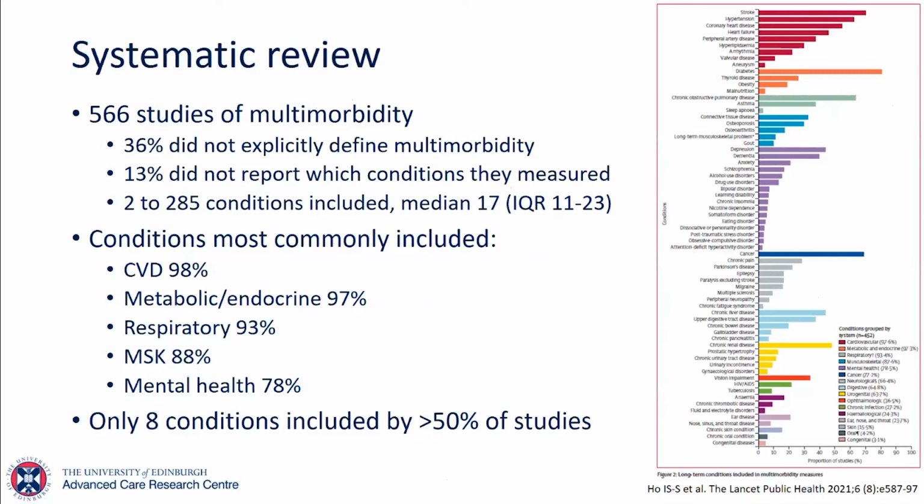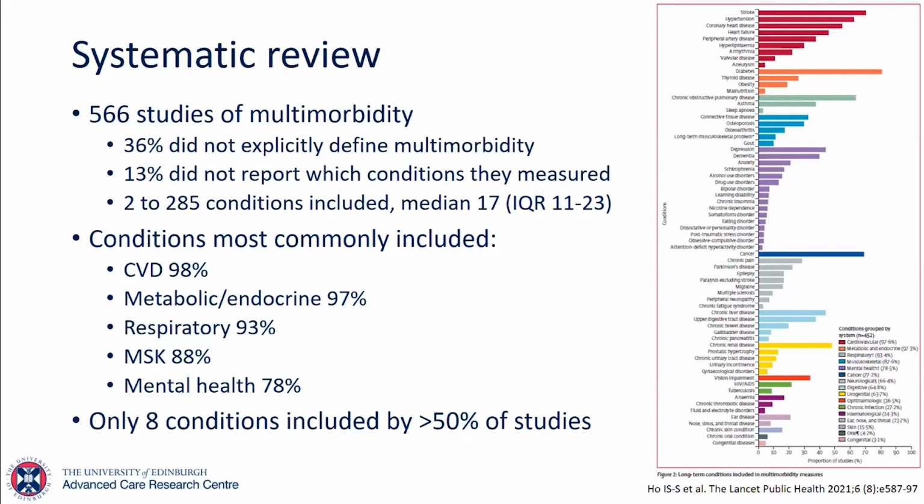In our systematic review, the person who did all the work was Iris Ho, who was the PDRA. It's a review of 566 studies of multimorbidity. That's almost certainly not all studies of multimorbidity, but it's unlikely that adding more would change the conclusions. A third of them don't explicitly say what they mean by it. They don't define it, but implicitly they usually mean 2+ conditions.